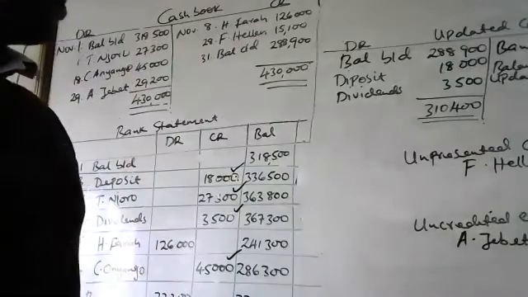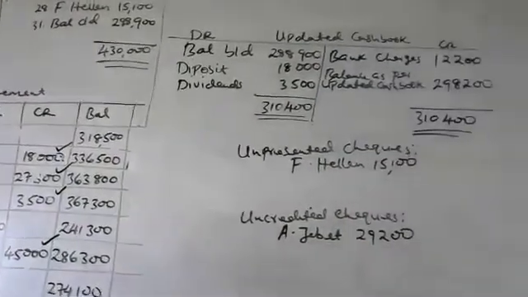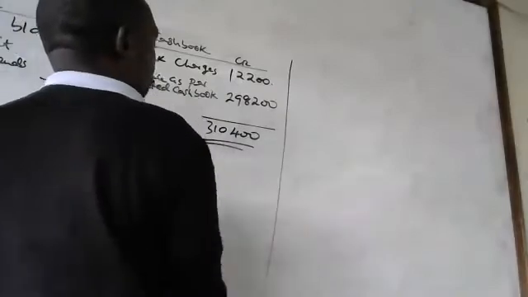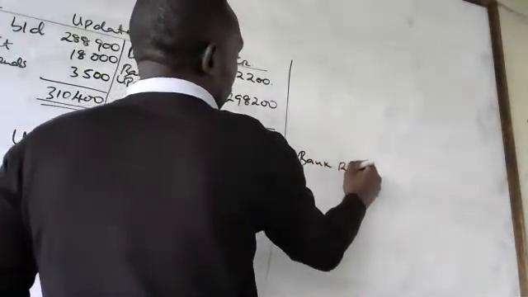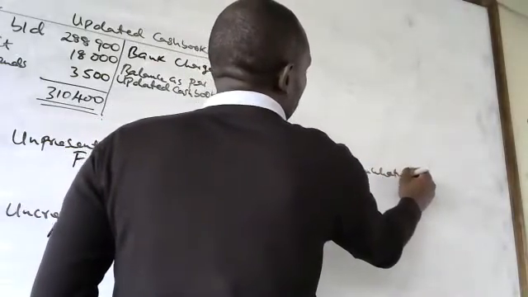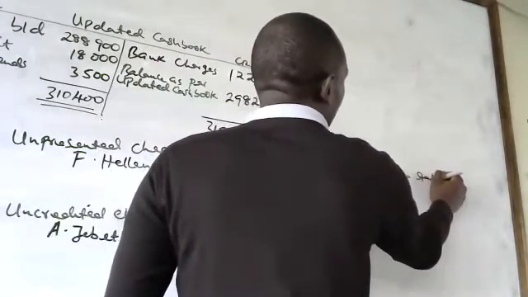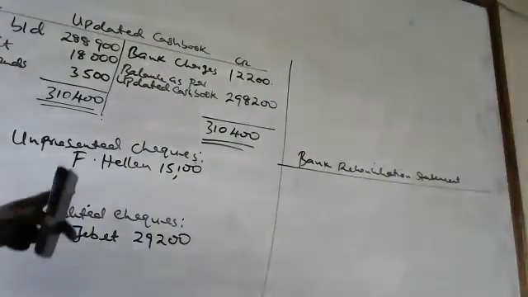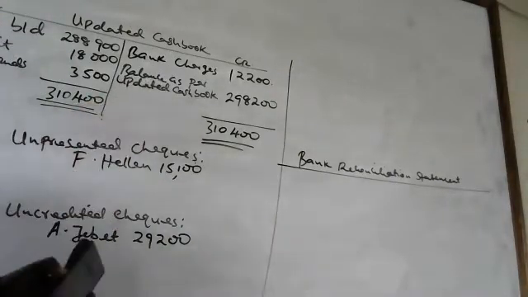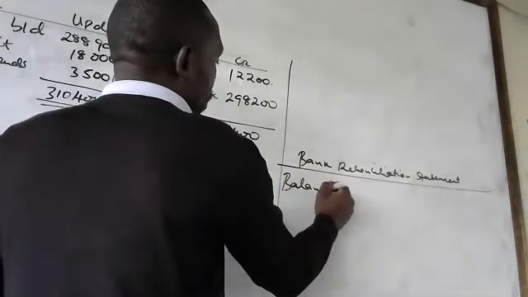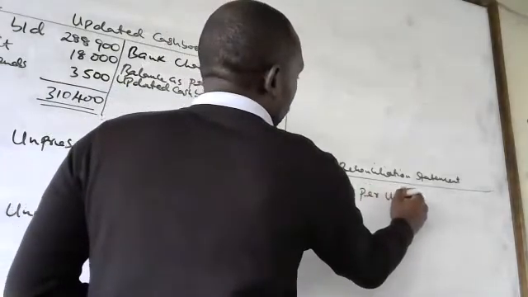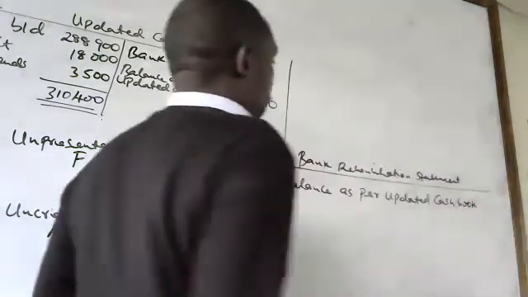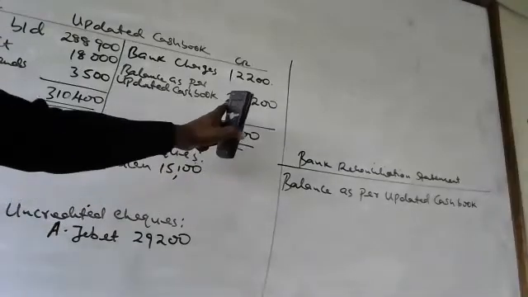Then you are done. The moment you have identified the two checks, then you are done, and you can now prepare your reconciliation. So this is how it is going to appear. The bank reconciliation statement will be like this. We can start with the balance as per the updated cash book that we found here. Balance as per the updated cash book. That balance was 298,200.